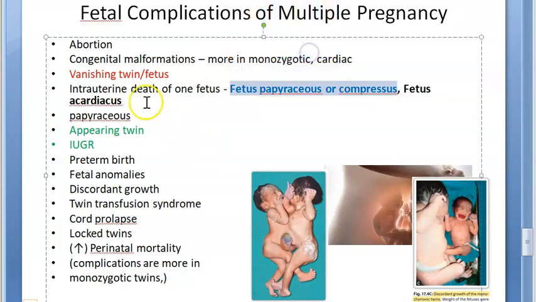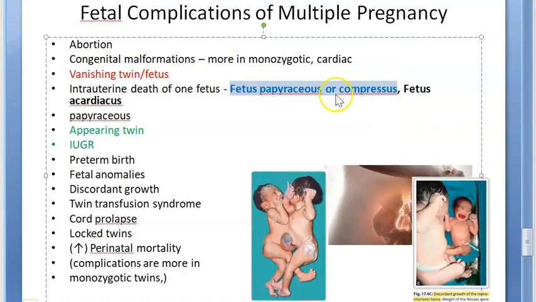Basically here what is happening, the fetus which dies, the dead fetus, is flattened, mummified and compressed between the membranes of the living fetus and the uterine wall. So if it dies after the first trimester, that's in the second trimester, it will get mummified. So papyraceous or compressus. The dead fetus is flattened, mummified and compressed between the membranes of the living fetus and the uterine wall.